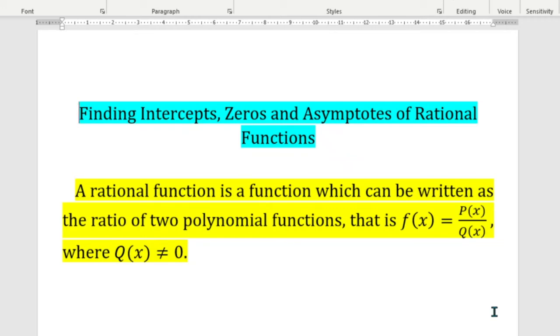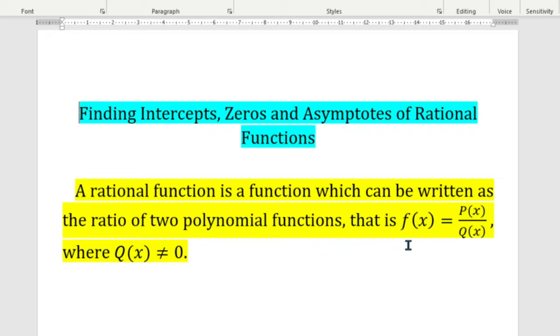Let us find intercepts, the x and y intercepts, zeros, and asymptotes of rational functions. Before that, let us first define what a rational function is. A rational function is a function which can be written as the ratio of two polynomial functions.